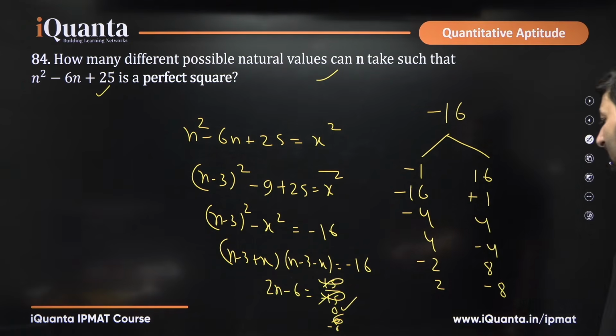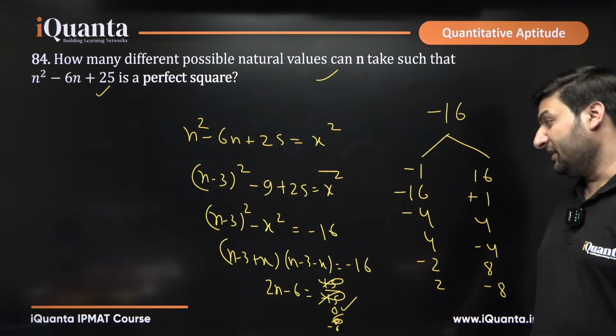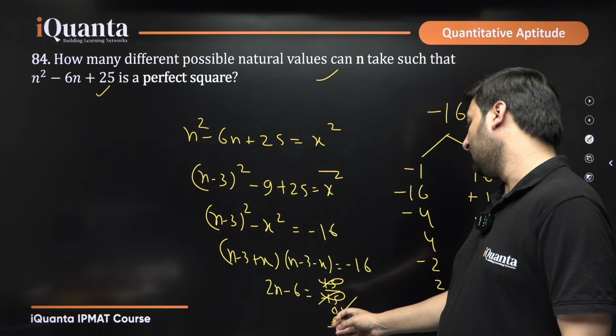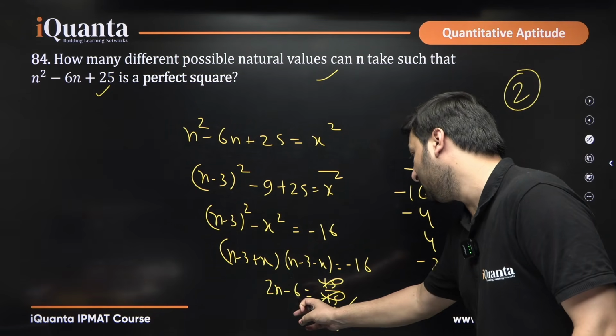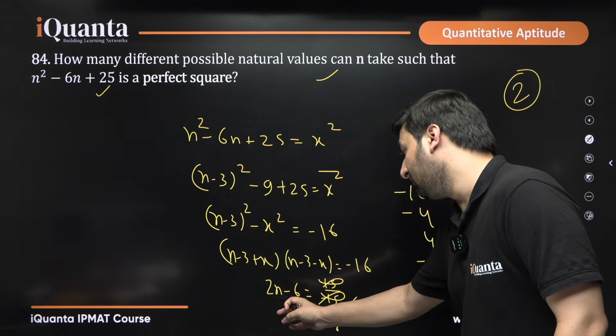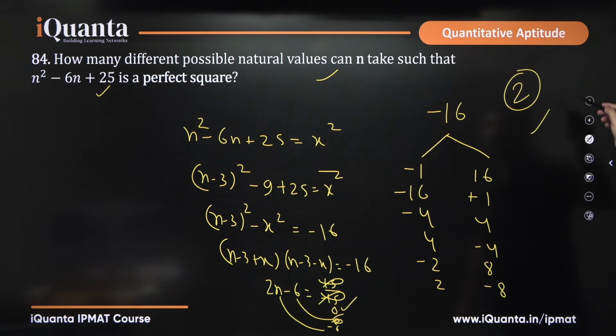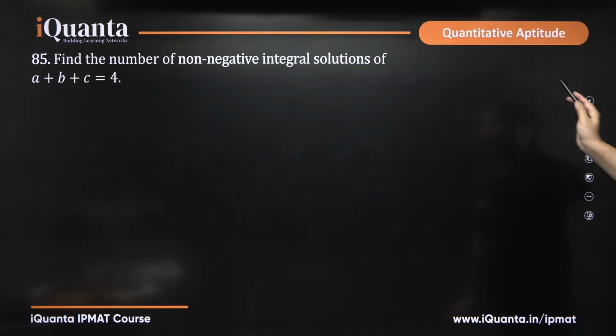So, how many values are there? It will be just two integer values of n in this case. One of them will be n equal to 6 when 2n minus 6 is 6, and one will be n equal to 0 when 2n minus 6 is equal to minus 6. So, there will be two integer values. I hope you have got how to do such questions.